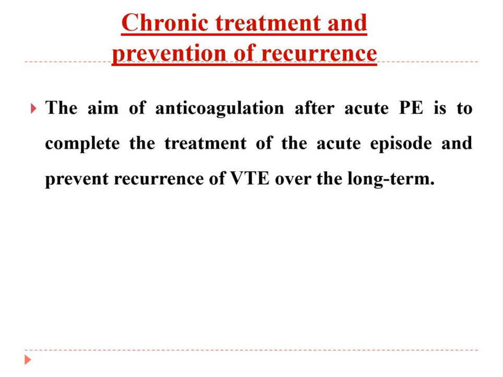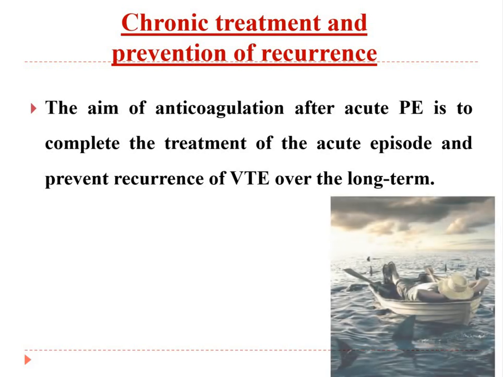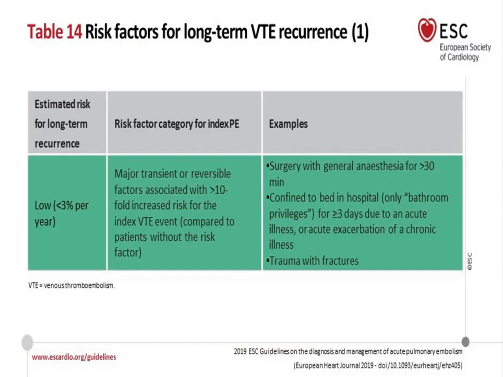Chronic treatment and prevention of recurrence. The aim of anticoagulation after acute pulmonary embolism is to complete the treatment of the acute episode and prevent recurrence of venous thromboembolism over the long term. The risk for recurrent venous thromboembolism after discontinuation of treatment is related to the features of the index pulmonary embolism event.